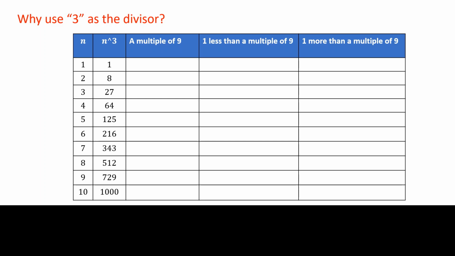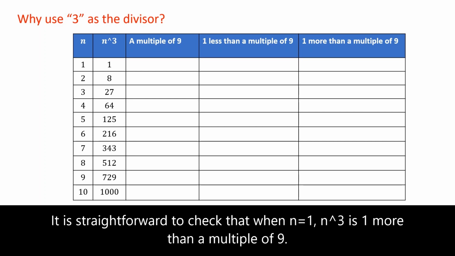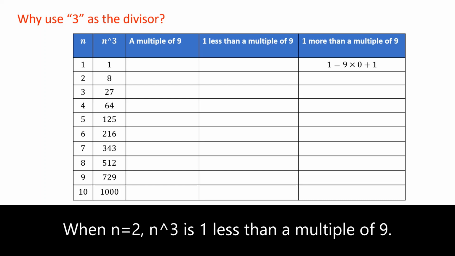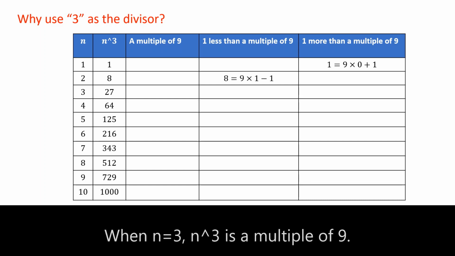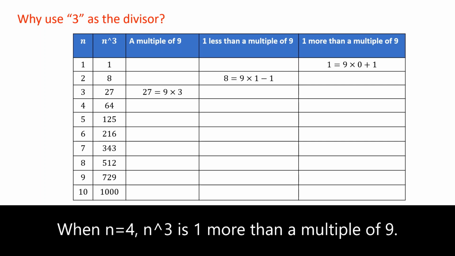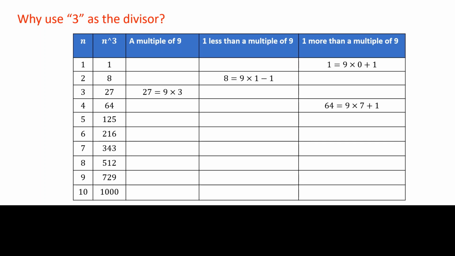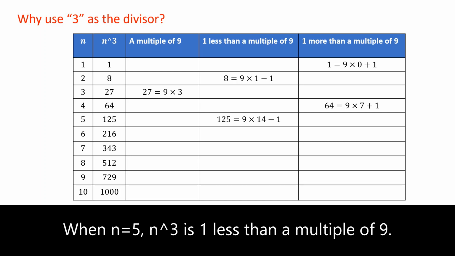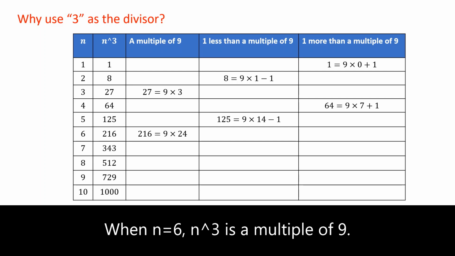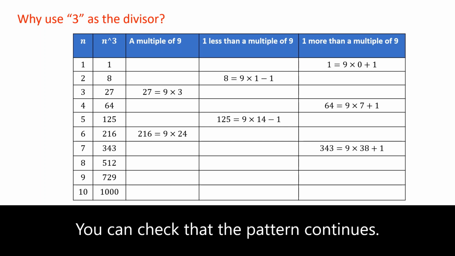It's straightforward to check that when n equals 1, n cubed is 1 more than a multiple of 9. When n equals 2, n cubed is 1 less than a multiple of 9. When n equals 3, n cubed is a multiple of 9. When n equals 4, n cubed is 1 more than a multiple of 9. When n equals 5, n cubed is 1 less than a multiple of 9. When n equals 6, n cubed is a multiple of 9. You can check that the pattern continues.